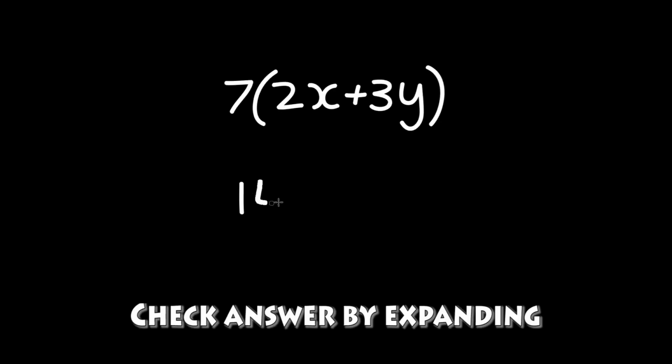Another way that you can check your work is by expanding the expression you've just factorized. So 7 times 2x is 14x, and 7 times 3y is 21y. This takes us right back to where we started. Good job.